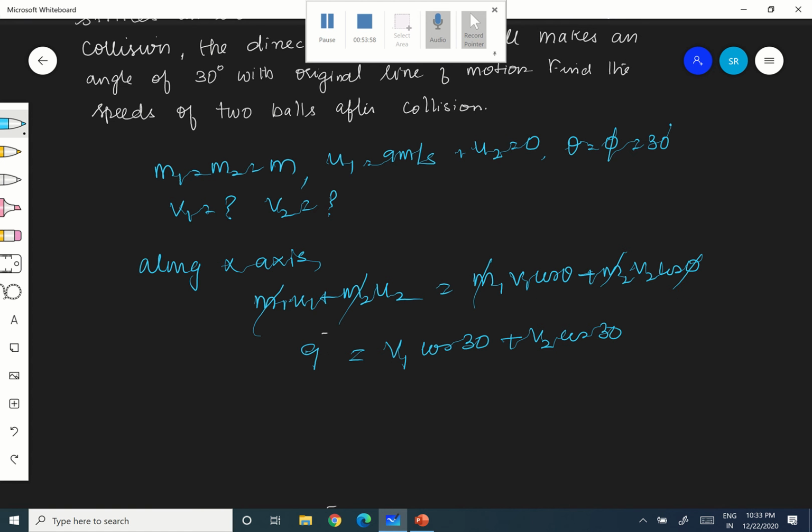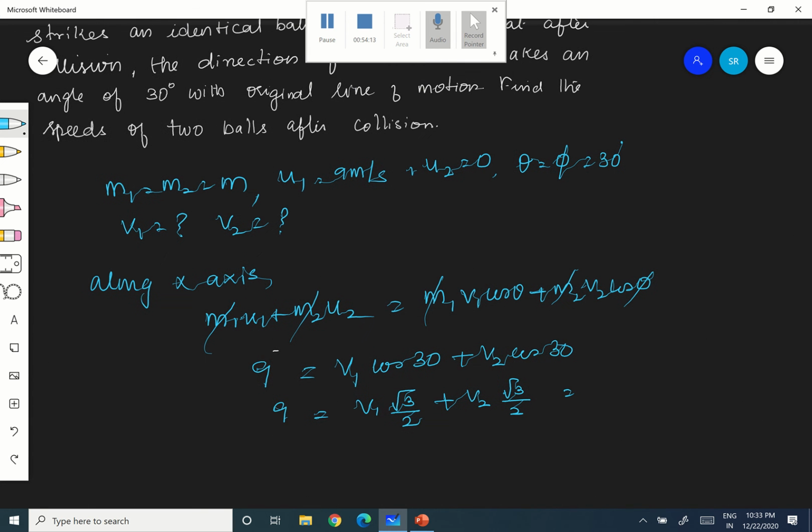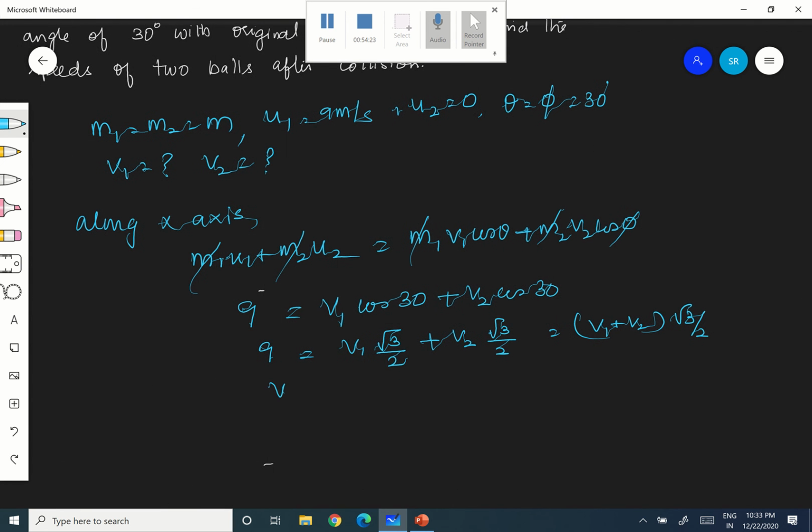Okay, therefore you will be getting here 9 equal to V1 into cos 30, that is root 3 by 2, plus V2 into cos 30, which is root 3 by 2. That is nothing but (V1 plus V2) into root 3 by 2. From that you will get V1 plus V2. Therefore, V1 plus V2 is equal to 18 by root 3.